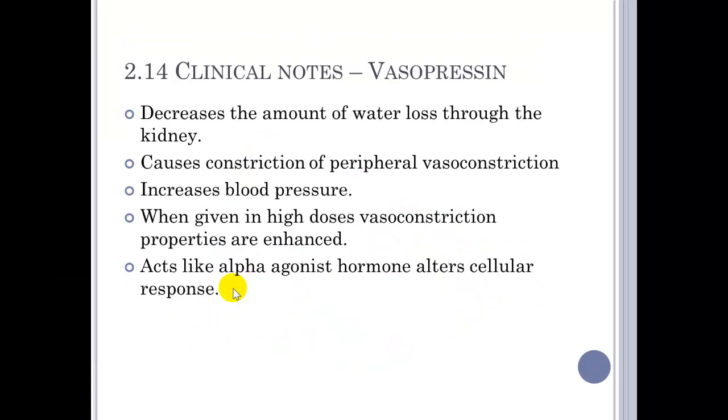Clinical notes here: vasopressin, a synthetic version of ADH, decreases the amount of water loss through the kidneys, causes peripheral vasoconstriction, and increases blood volume. When given in high doses, vasoconstriction properties are enhanced, it acts like an alpha agonist, and alters cellular response. Now, we give this as a single dose in full arrest, and this is an alternate to epinephrine.